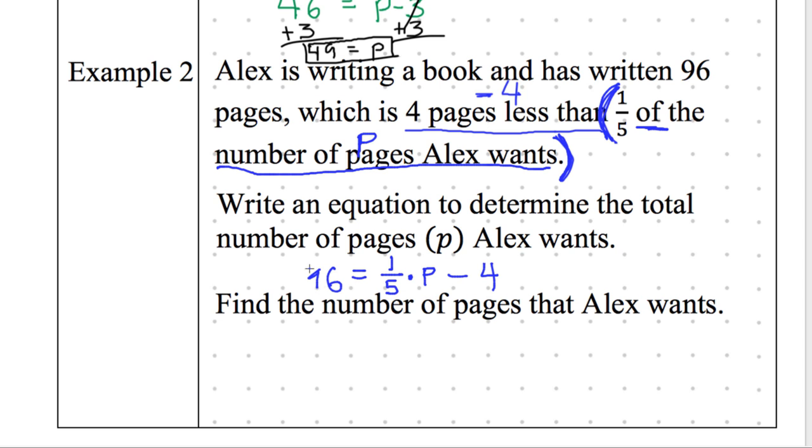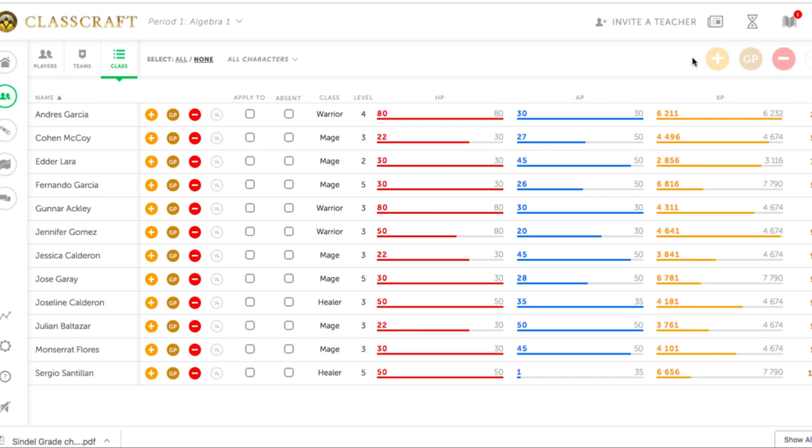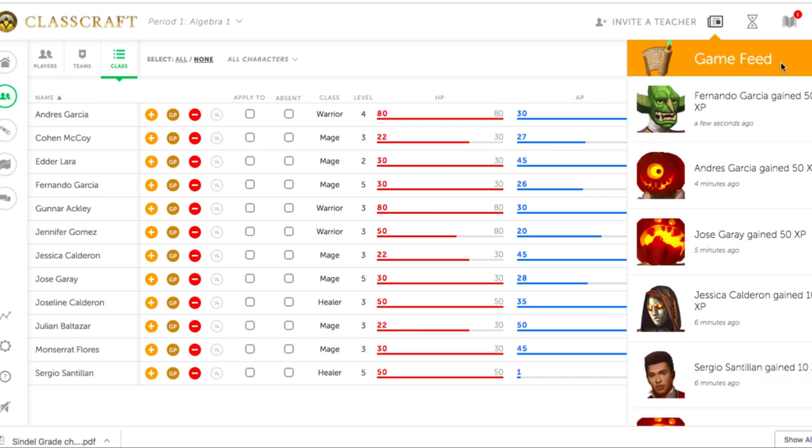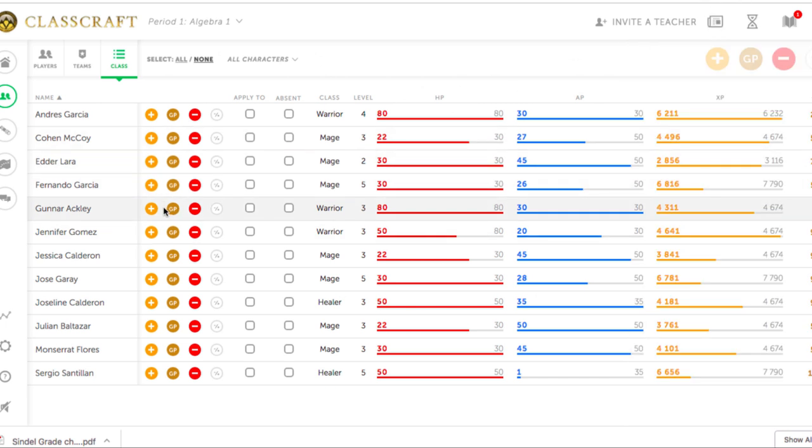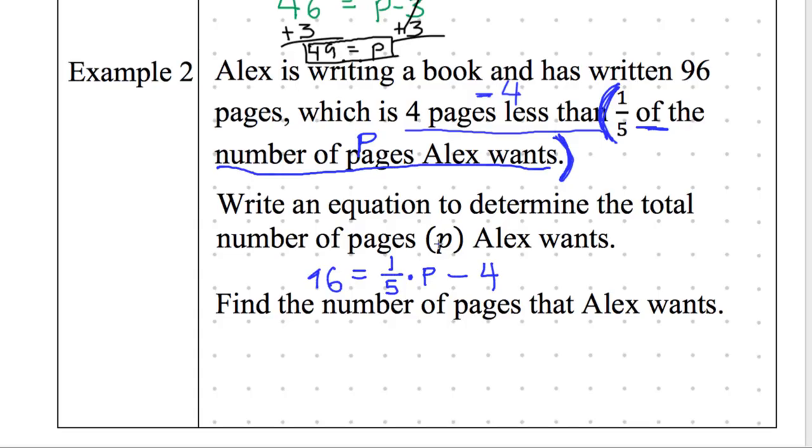Is equal to 96. I have the full equation. Very nice. And wait, did I give Gunnar? Not yet. Gunnar, 50. All right, now I need to actually find the number of pages that Alex wants. I need to actually solve for P.